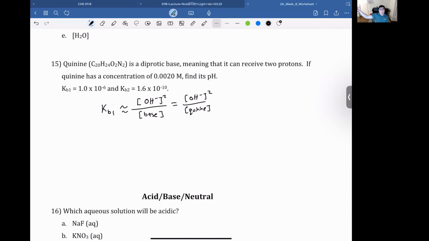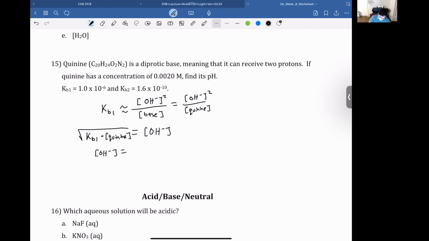Then we can solve for the concentration of OH minus and then find the pH. I'll talk about this after we find the concentration of OH minus, but we're not going to look at Kb2. Actually, I'm just going to algebraically solve here. We get the square root of Kb1 times the concentration of quinine is equal to the concentration of OH minus. Just algebra: multiply both sides and take the square root.